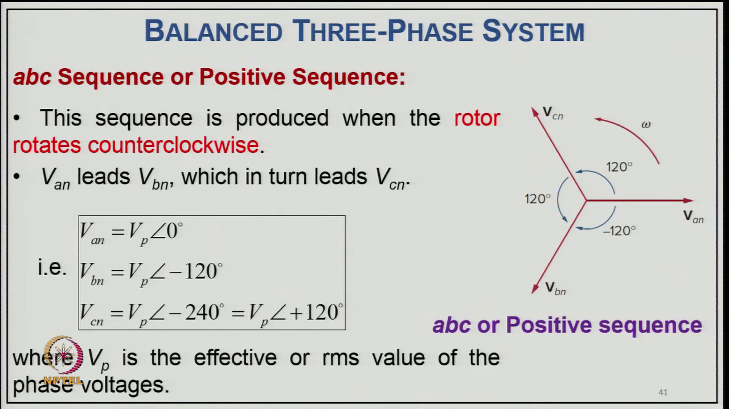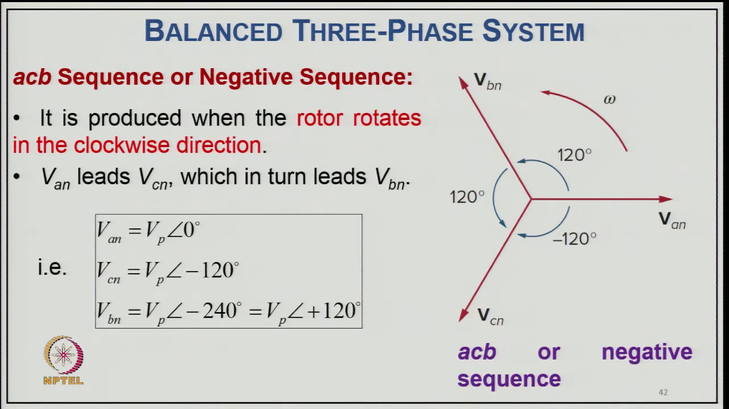Now, what is the ABC sequence or positive sequence? This sequence is produced when the rotor rotates counterclockwise, as you have seen in the figure, and Van leads Vbn, which in turn leads Vcn. Here we can define Van equal to Vp, the RMS phase voltage, at the angle of 0, and Vbn equal to Vp at the angle of minus 120 degrees, and Vcn equal to Vp at the angle of minus 240, or we can say Vp at the angle of 120 degrees. Vp is the effective or RMS value of the phase voltage. The other phase sequence we call the ACB sequence or negative sequence.